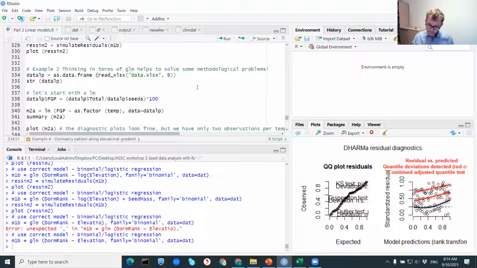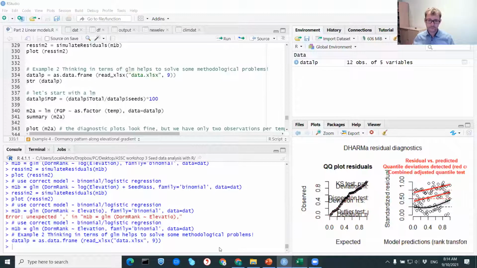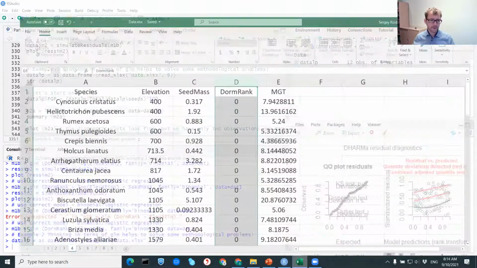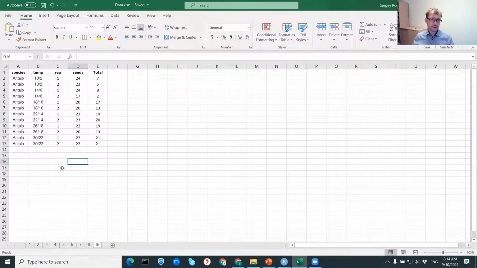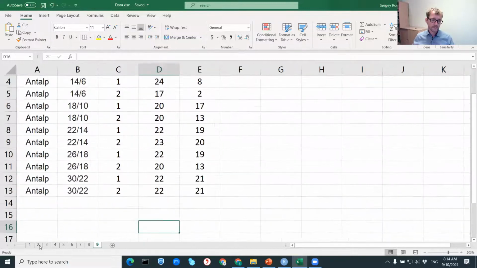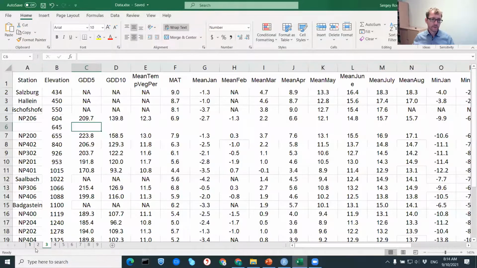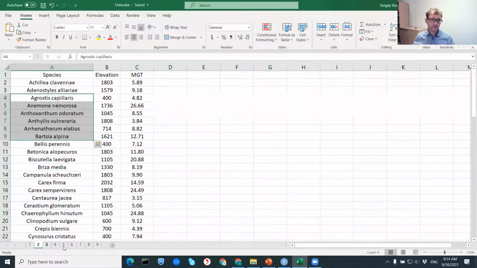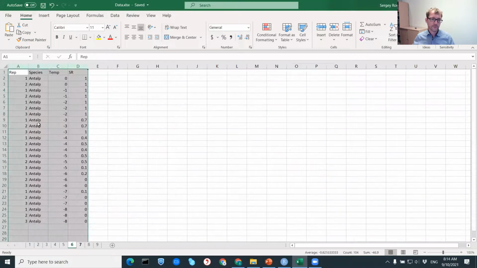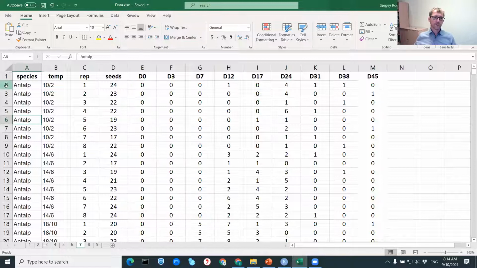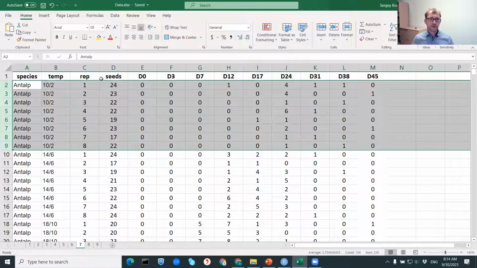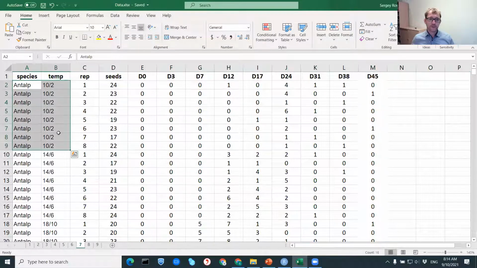And in this particular example, we have the species Anthoxanthum alpinum. You probably remember it from this example. We have 6 different test temperatures, 8 replicates, and we germinate the seeds and count them at different days and then calculate germination percentages. So in this particular case, you have 8 replicates with something like 25 seeds each.